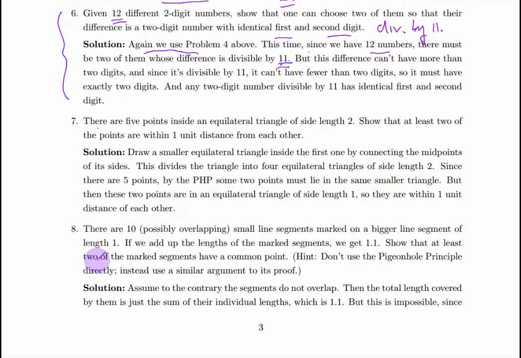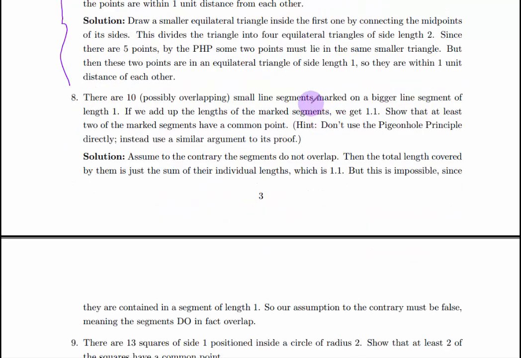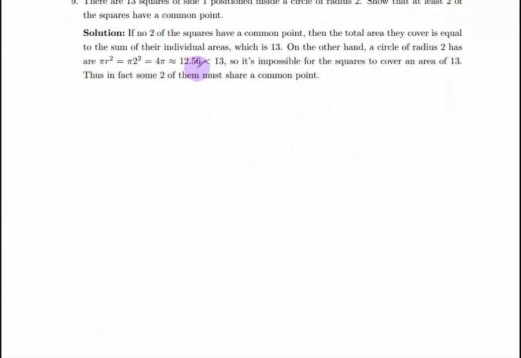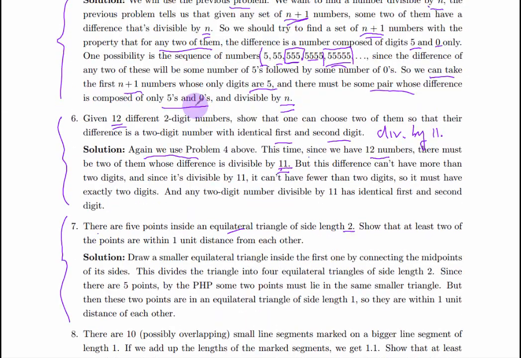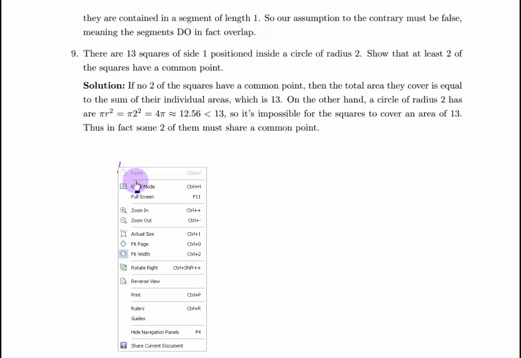Okay, now here's a different kind of problem, a geometrical problem. Suppose there are 5 points inside an equilateral triangle of side length 2. Show that at least two of the points are within a unit distance of each other. Okay, 5 points inside of the equilateral triangle. The first thing you should be thinking about is, let me draw a picture to show what's going on. Why don't I do it down here? So this is problem 5.